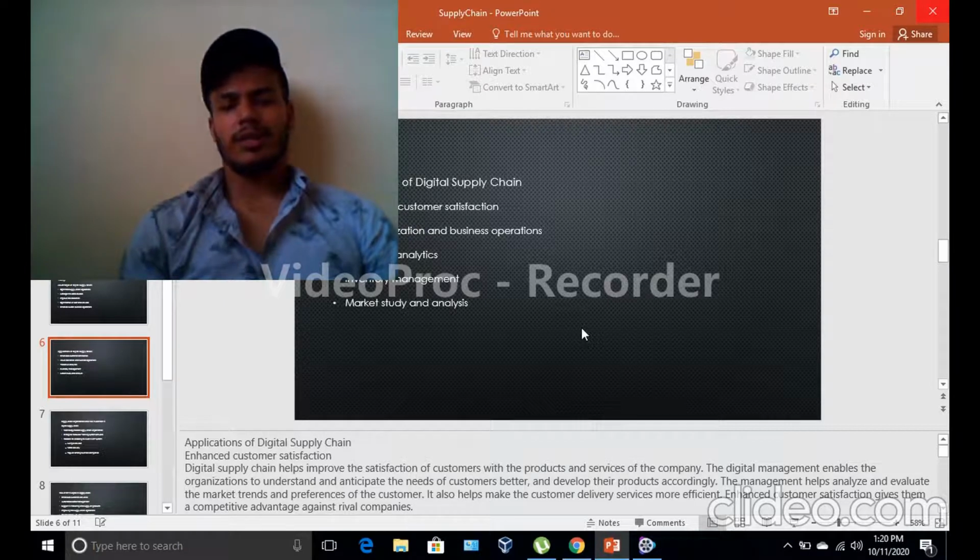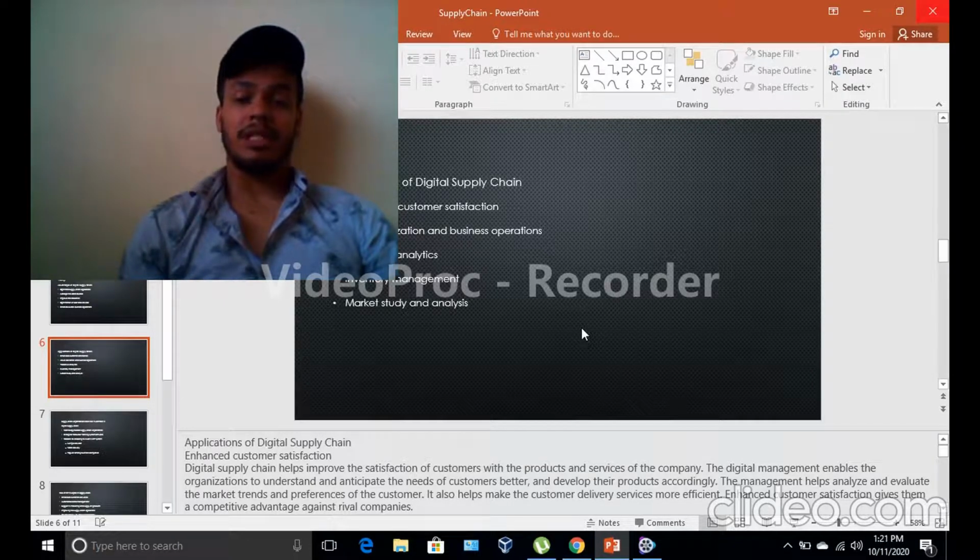Similarly, they also help to make customer service delivery more efficient, faster, and more secure. And enhanced customer satisfaction always gives them pleasure and a competitive advantage among their rivals.